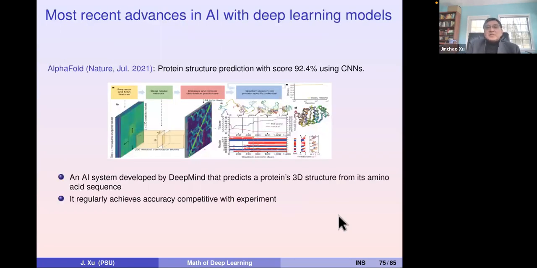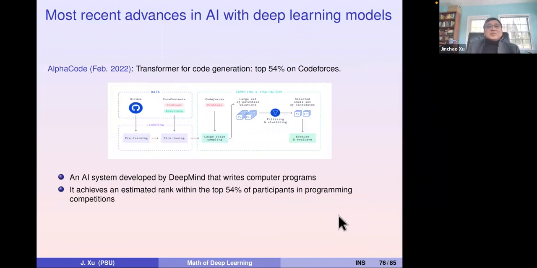But there are other applications. For example, this was reported very recently: protein structure prediction. This AI developed by DeepMind can predict a protein's 3D structure very accurately, as accurate as from experiment, and it's considered very remarkable. Even more recently, this month, they reported a system that writes programs. We write code all the time. In a competition, this AI system seems to write better code than almost half of the participants. That's amazing, very hard to believe, but that's what they reported.